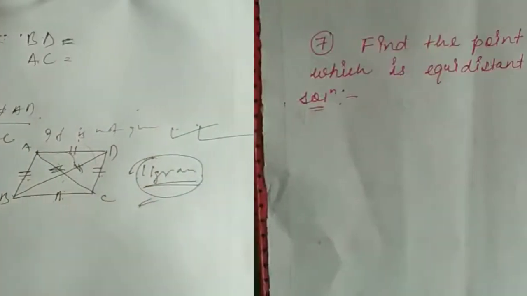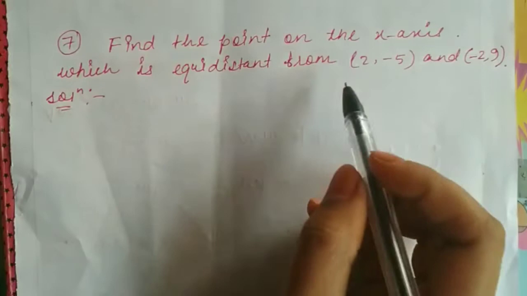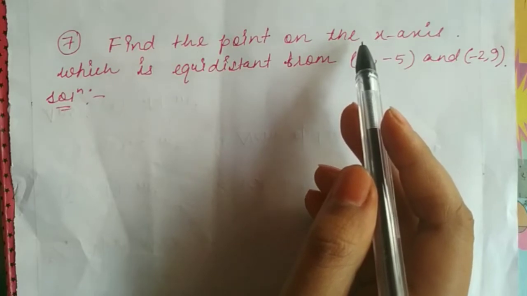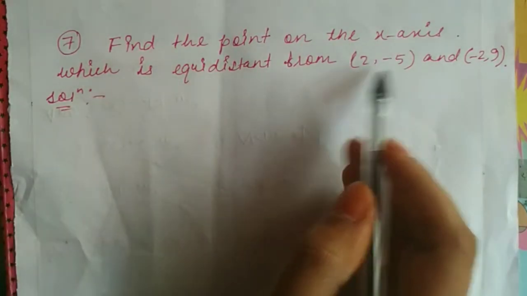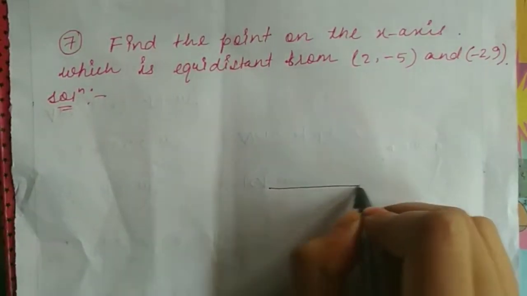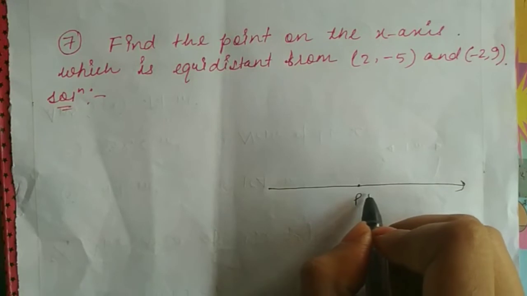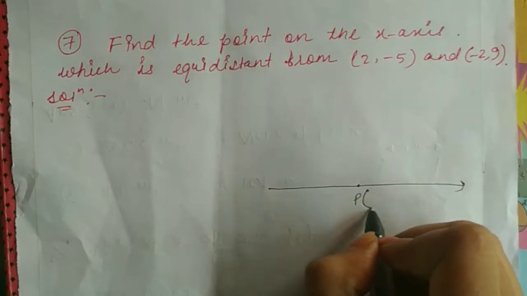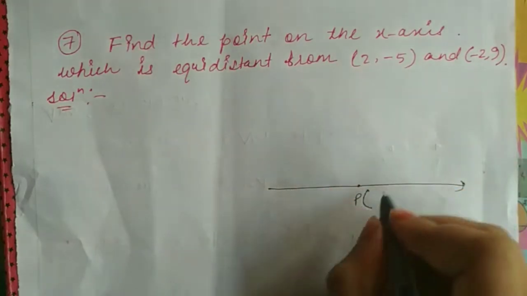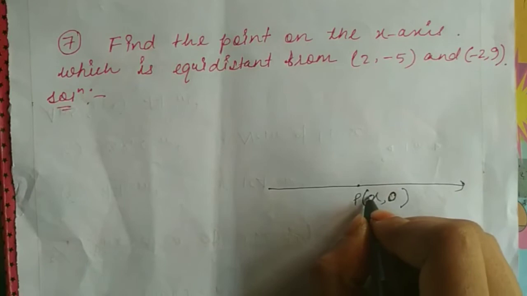Question number 7 from this exercise: find a point on the x-axis, that means in the x-axis there is a point whose coordinate we have to find, which is equidistant from the 2 given points. Suppose this is the x-axis and in the x-axis there is a point P. We know the coordinate of a point which lies on the x-axis is always like this: x comma 0.